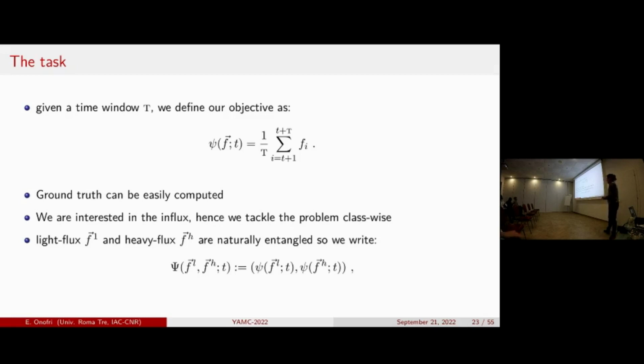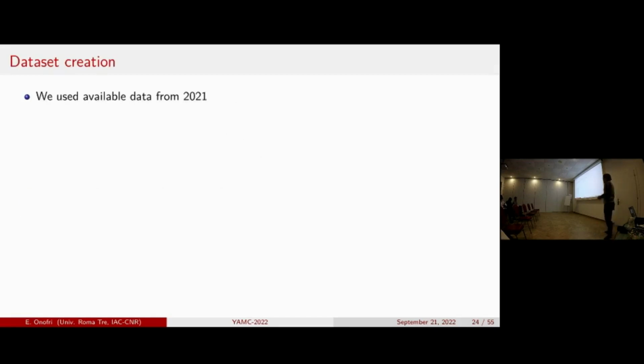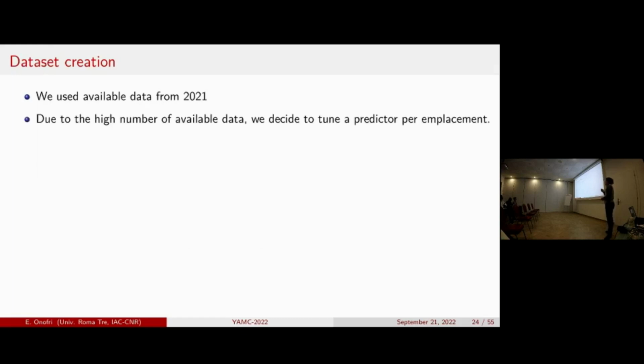So we can refine our definition of the target function in a fancy way, where we are entangling in some sense the two fluxes of heavy and light vehicles. This does not modify our way to evaluate the ground truth, but it keeps in mind that the multi-layer perceptron and the LSTM could make these two fluxes interact in order to give a better prediction. So we used the data available from 2021, the entire year, and due to the high number, as I said, we tune a predictor per emplacement.